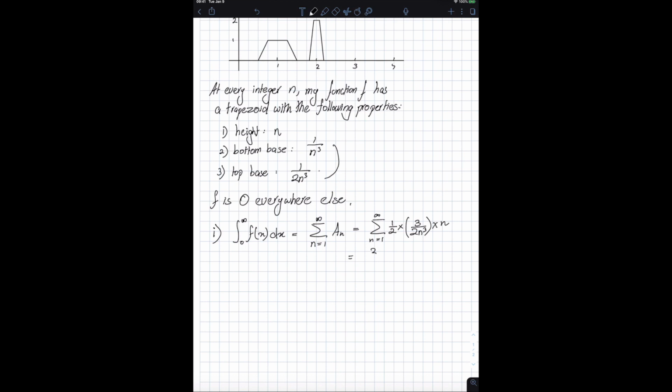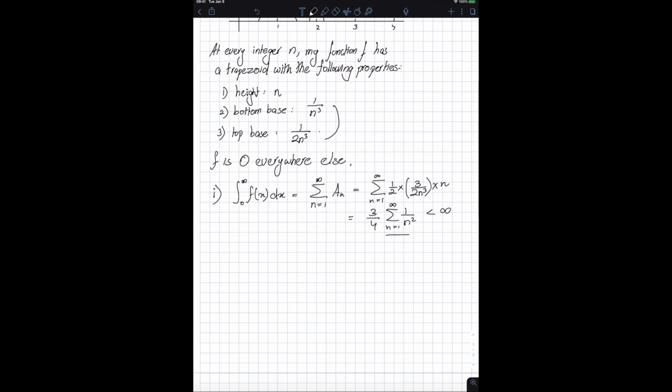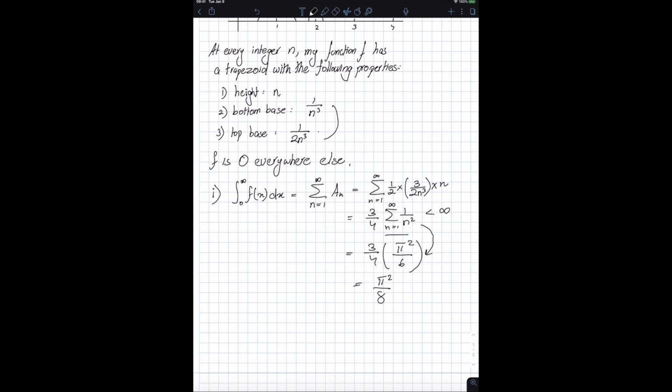And if you simplify this, you're going to get 3 over 4 times the summation from n equals 1 to infinity of 1 over n squared. And at this point, you're going to conclude that this converges because the summation from n equals 1 to infinity of 1 over n squared is a convergent series. Or if you want to be more precise, you can say that this is just equal to pi squared over 6, and this is just equal to pi squared over 8. Once again, this follows from Euler's identity. The summation from n equals 1 to infinity of 1 over n squared is pi squared over 6. So clearly, the integral from 0 to infinity of f of x dx converges.